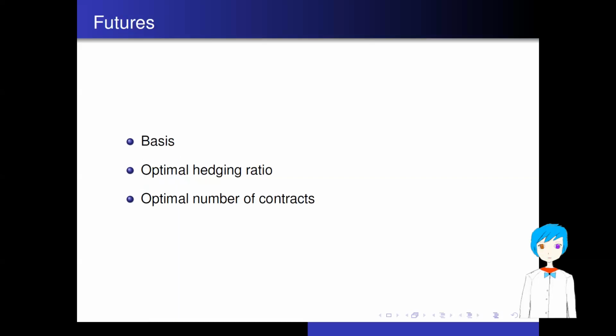For futures, we have an important concept called the basis. The basis is the spot price minus the futures price, and it will have an impact on the hedging result if we use futures to hedge. We also have the optimal hedging ratio, which is the correlation coefficient times the standard deviation of the spot price over the standard deviation of the futures price. We also have the optimal number of contracts, which is the optimal hedging ratio times the total amount over the number of assets in one futures contract.